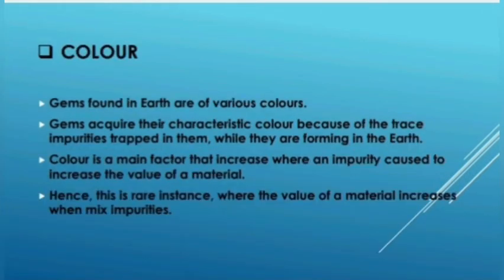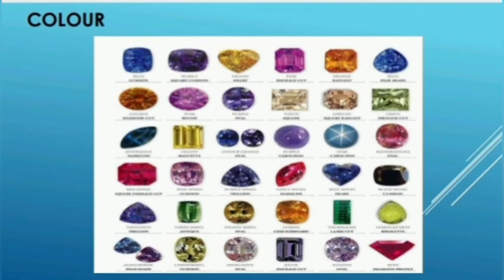Color. Gems found in earth are of various colors. Gems acquire their characteristic color because of the trace impurities trapped in them while they are forming in the earth. Color is a main factor that increases the value of a material. Hence, this is a rare instance where the value of a material increases when impurities are mixed. These are some examples of gems with various colors.